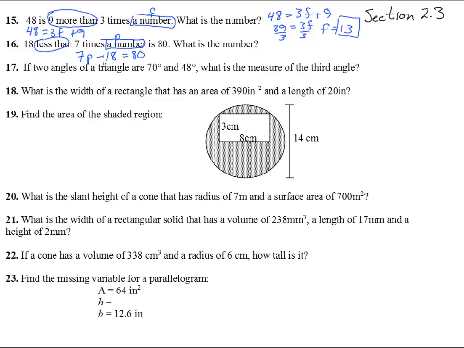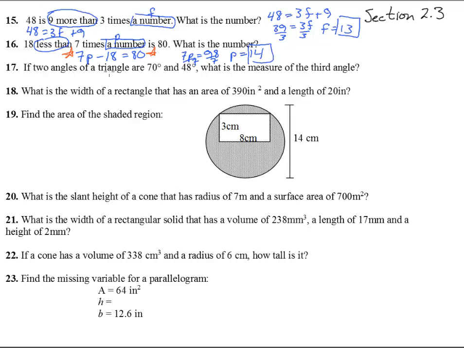What is that number? So to get p by itself, look, we're in happy math land again. We're able to solve this guy. We take and add 18 to both sides, and we get 7p equals 98. Divide by 7, and we get p equals 14. That number is 14.